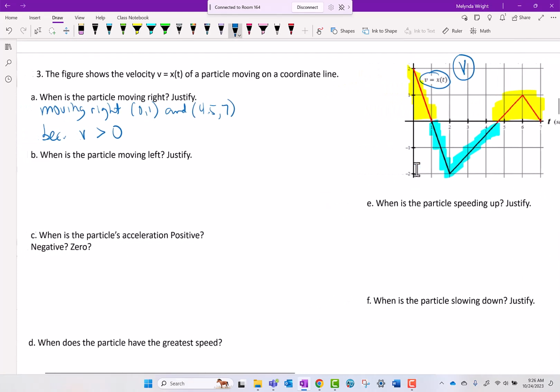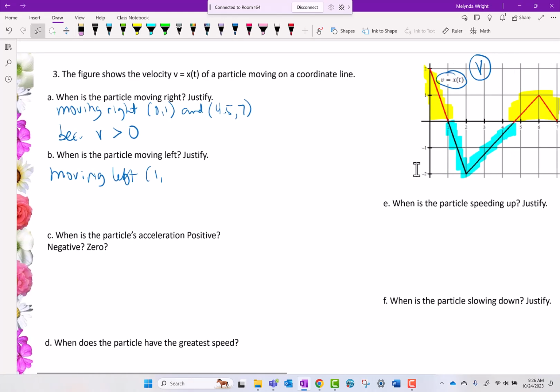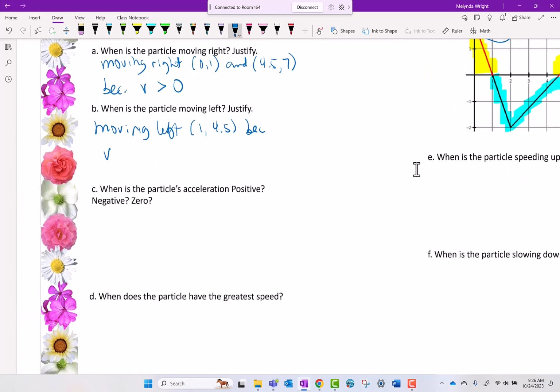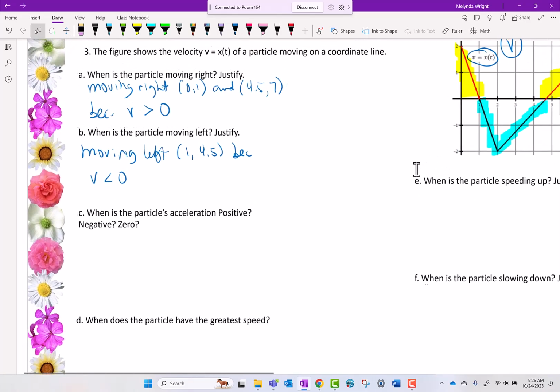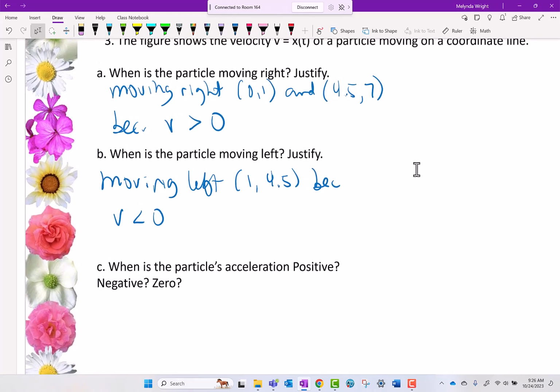So here we go. So the particle is moving left between 1 and 4.5, because velocity is less than 0. See, it only takes me like a second to write the reason, because velocity is less than 0, and that can earn me a point. So just take the extra second and write that down.